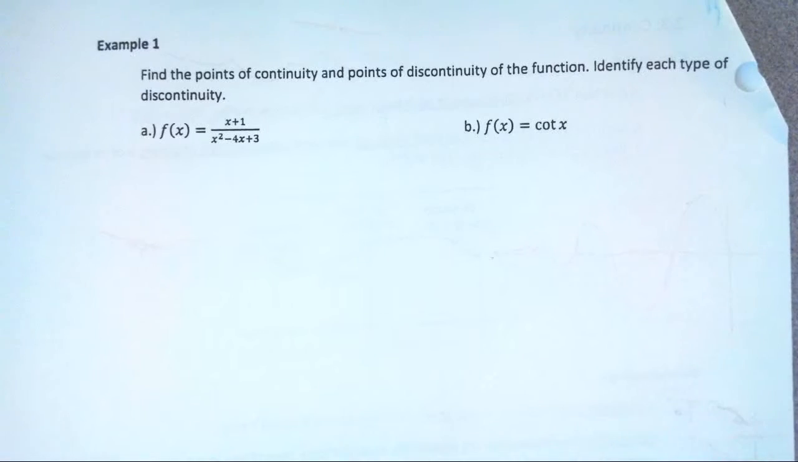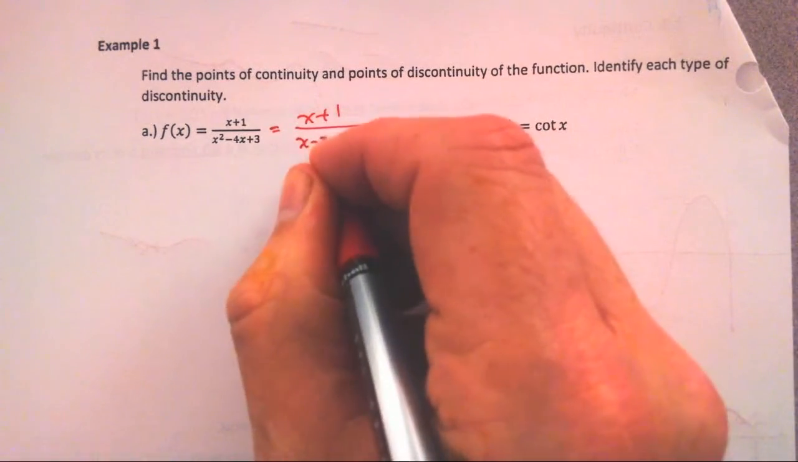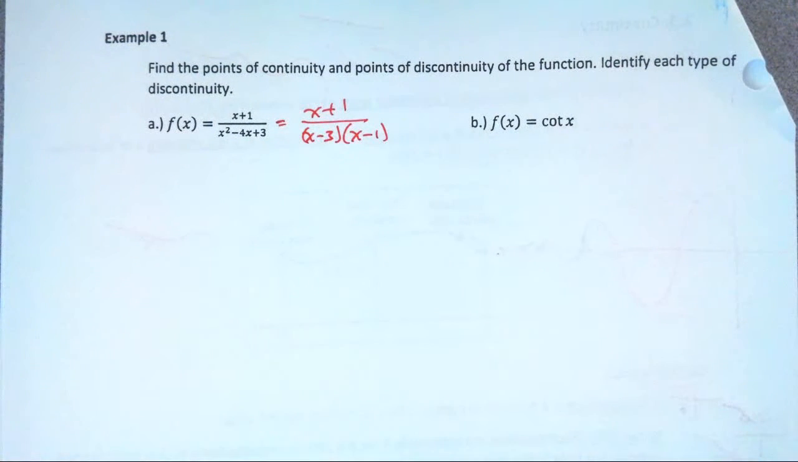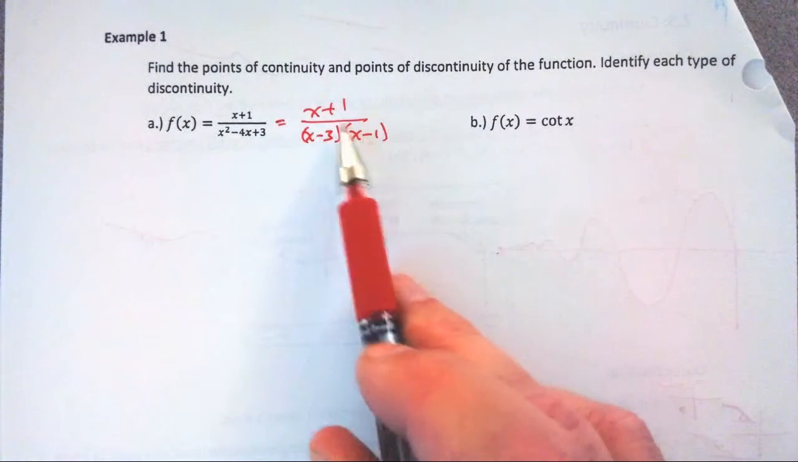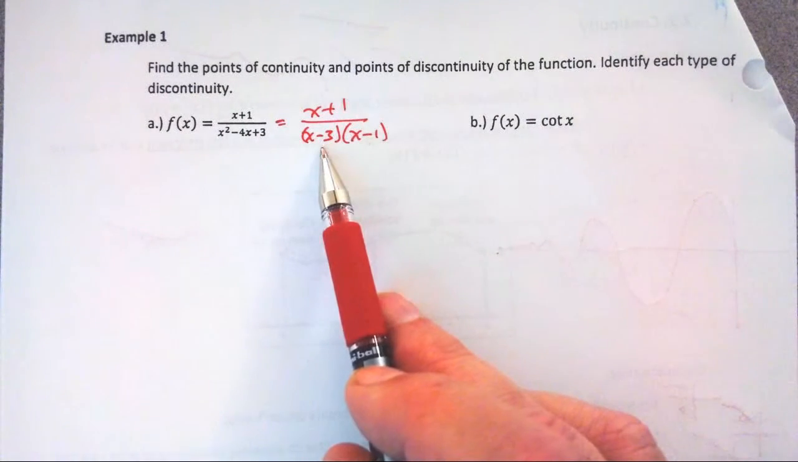Find the points of continuity and the points of discontinuity. Well, it's kind of silly, because if we find continuity, by default we found discontinuity, or vice versa. The easier ones to find are the points of discontinuity. This is x plus 1 over the factored x minus 3 times x minus 1. This graph has issues. Is there a hole in this graph? If this was x plus 1 down here, there would be a hole at negative 1. If there was an x minus 3 up here, there would be a hole at 3.